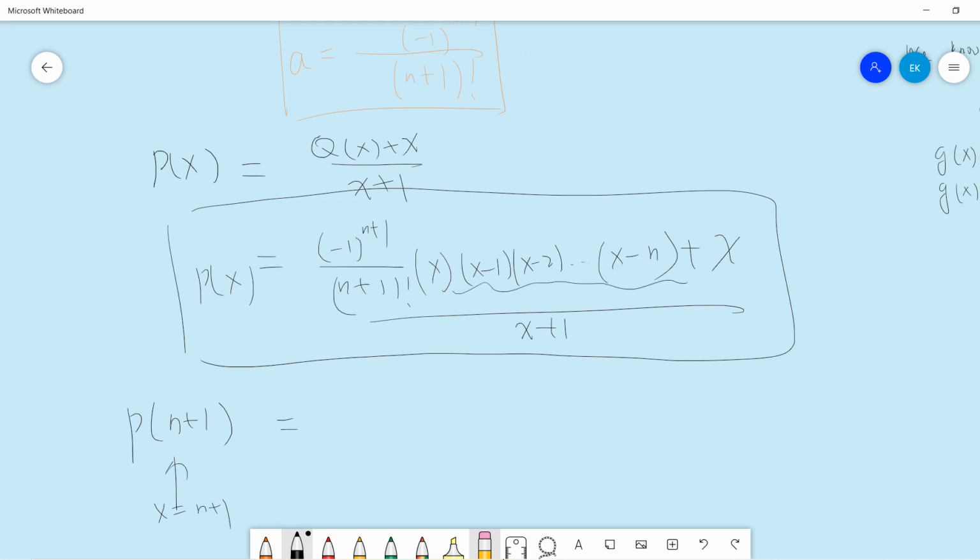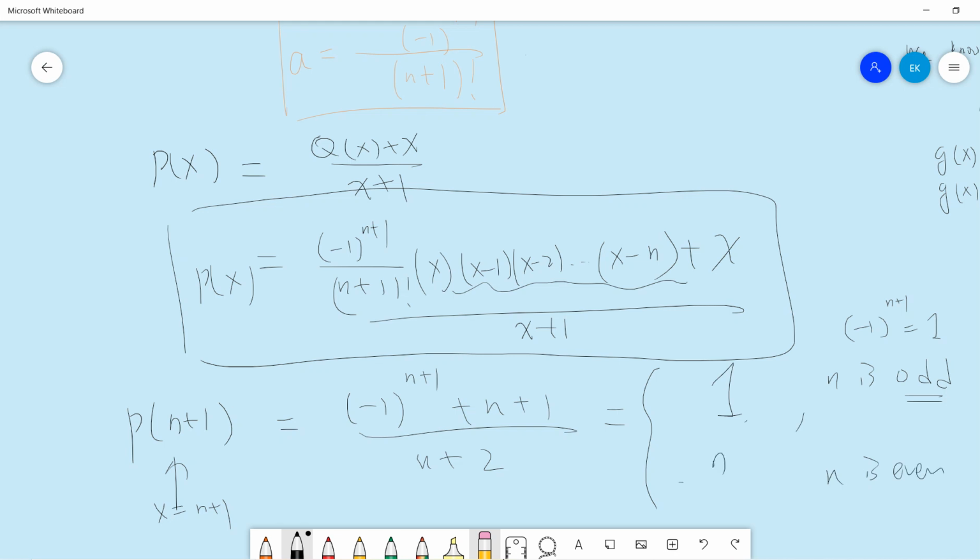You get this term, and these two terms cancel, so you get minus 1 to the n plus 1 plus n plus 1, over n plus 2. You can see that if n is odd, then minus 1 to the n plus 1 will be 1, so it's n plus 1 divided by n plus 1, which is 1. If n is even, then this term will be minus 1, so you get n divided by n plus 2.